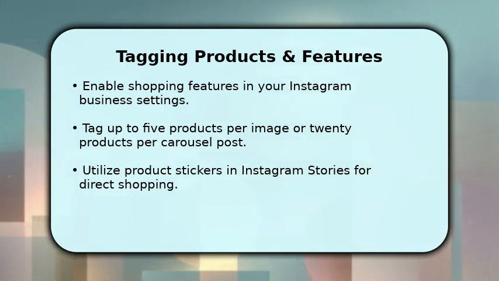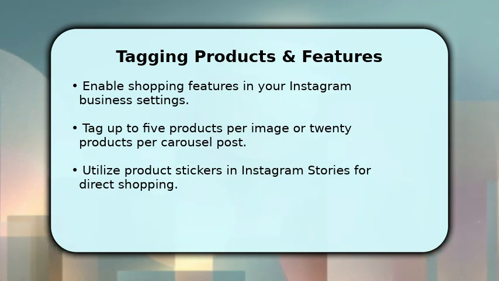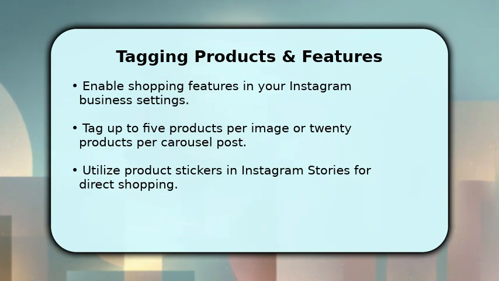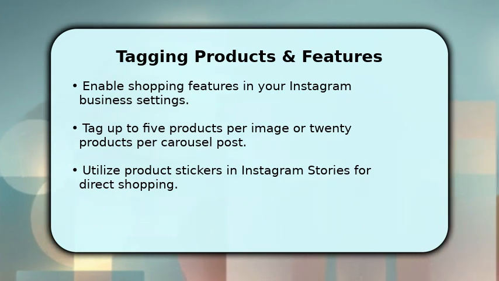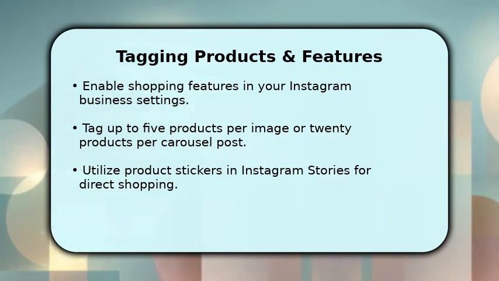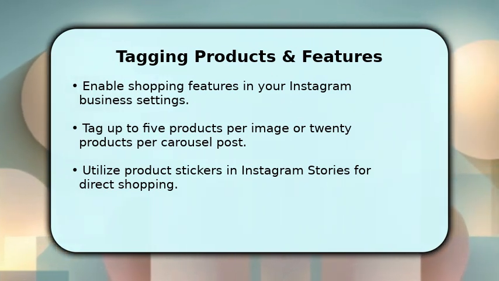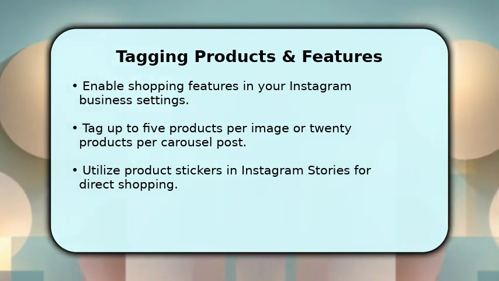You can tag up to 5 products per single image post or 20 products in a carousel post, making your feed shoppable. Don't forget to utilize product stickers in Instagram stories, offering a direct link for customers. Also, create engaging shoppable posts and reels to visually showcase your items and drive interest.